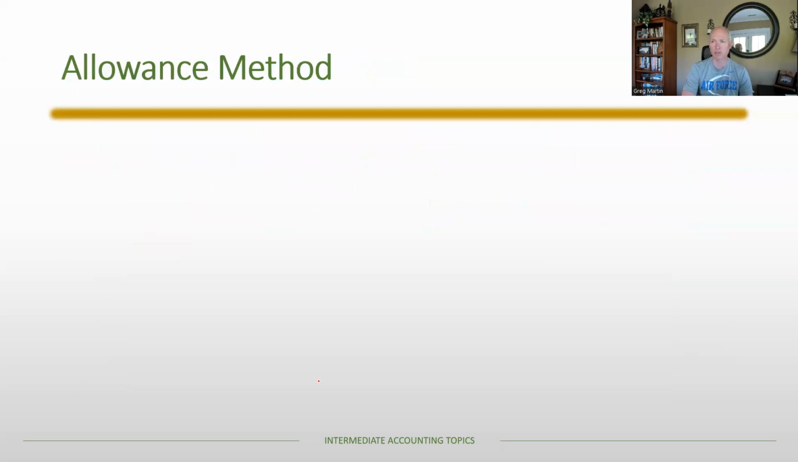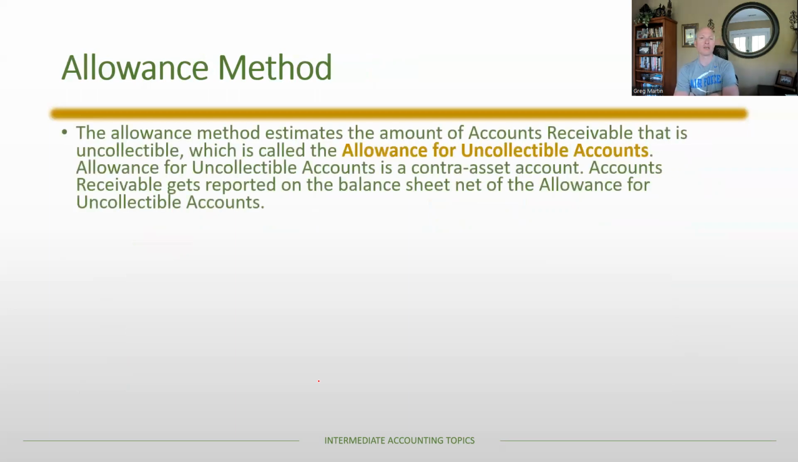And so we are going to spend most of our time on the allowance method. That is the method that under US GAAP you must follow, again, unless your write-offs are immaterial. What you do is estimate ahead of time. So rather than waiting to record the bad debt expense when you write something off, you calculate your bad debt expense using an estimate. And that estimation creates this additional account called the allowance for uncollectible accounts. I've also seen it called allowance for doubtful accounts.